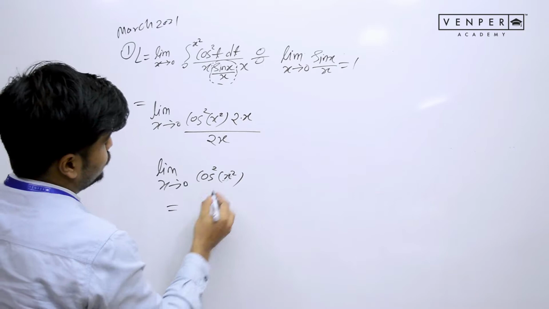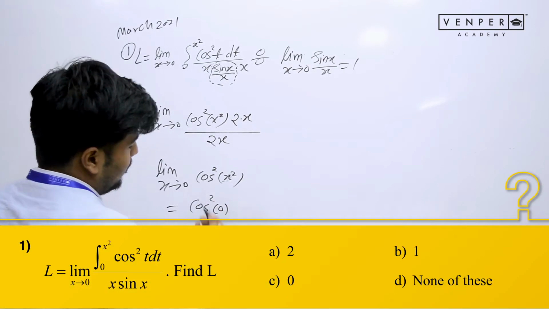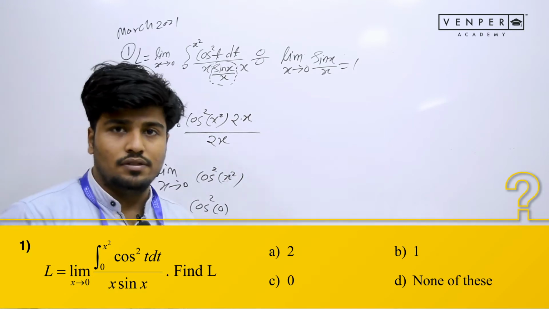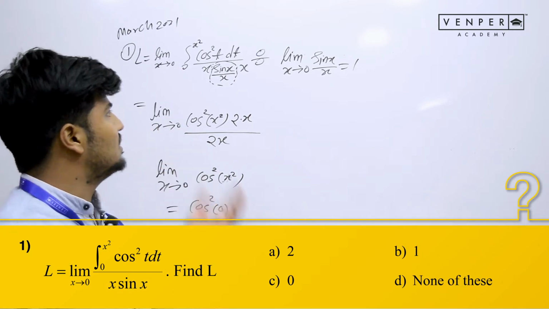Can you put the limit? Of course you can. Cos square 0. What is cos 0? 1. 1 square is also 1. So the answer is 1. This is how we have to solve this kind of question. Very easy, and this is the question where you can save a lot of time.